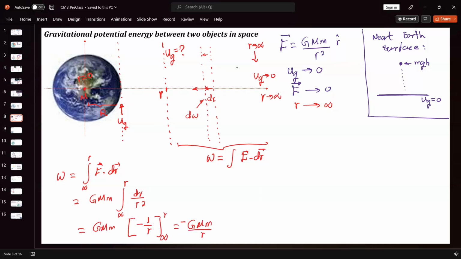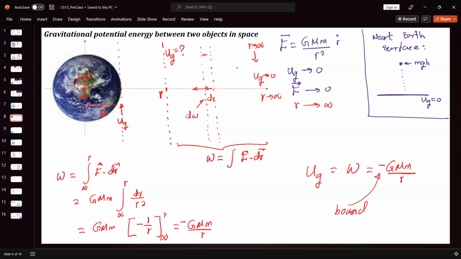Now you can see this work done is actually the potential energy. Gravity does the work itself. This is how much work we have to do to bring the object from infinity to that particular point. So this is going to be GMm over r, but with a negative sign. That negative sign is extremely important. What that negative sign is telling you is that this point is bound to the Earth center. This is actually a bound orbit.